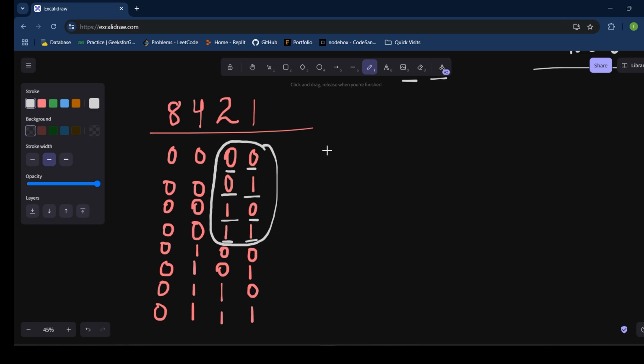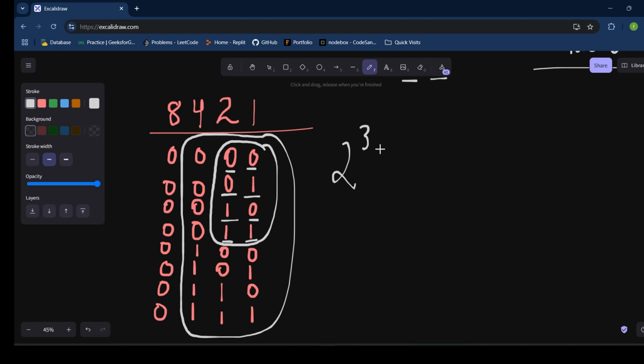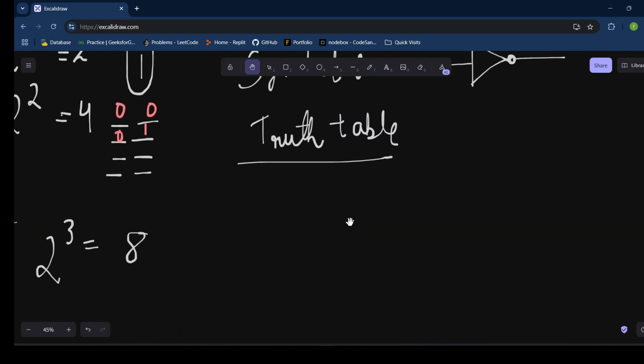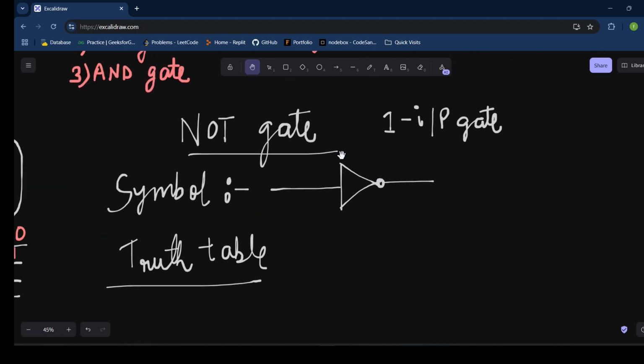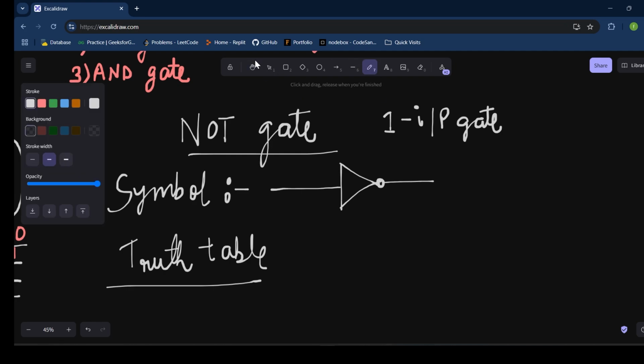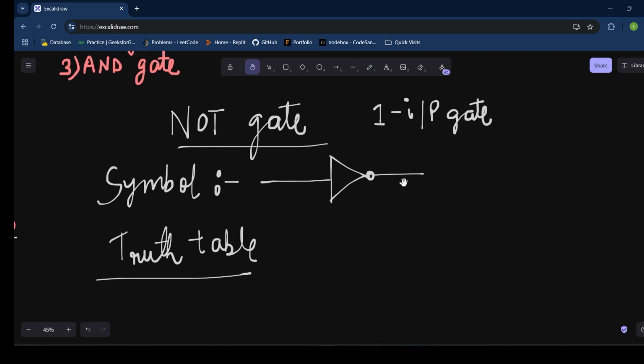Similarly, if we have 3 inputs, then you will have these combinations. Like if you have 3 inputs, then 2 to the power 3 would be 8. Then simply this combination. So this way you will decide the combinations, like where you will have zeros and where you will have 1. So now let's move on to our gates. We have the NOT gate, as it is the one input gate.